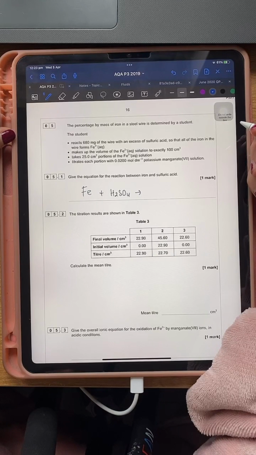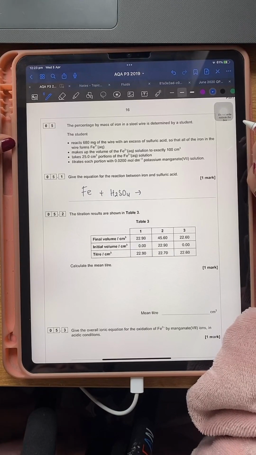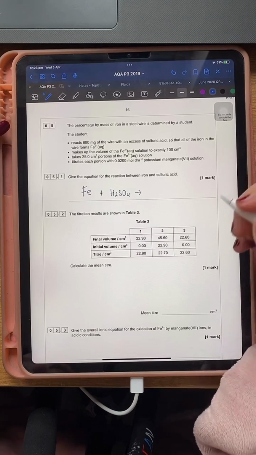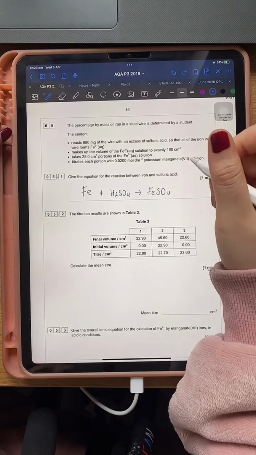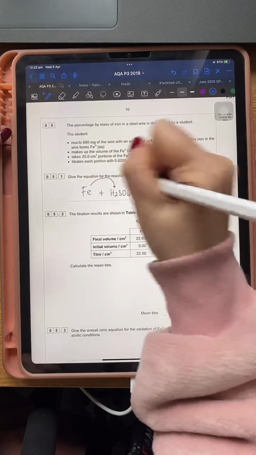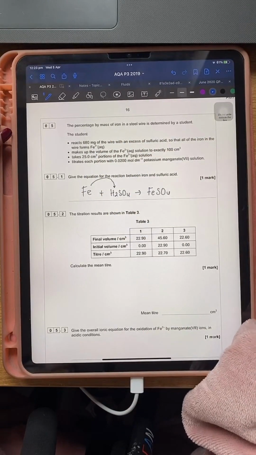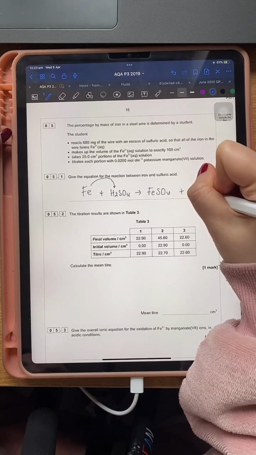Salt and hydrogen, that is correct. So the salt here will be FeSO4. How do we know the salt? Replace the hydrogen with the metal. And then the hydrogen will leave. Thankfully, it's already balanced, so you don't need to do anything with that.